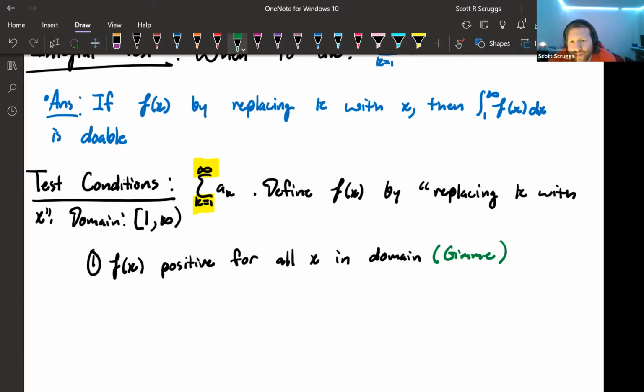99% of the time, this will be a gimme because it'll be very obvious if that function f of x is positive everywhere or if it's negative somewhere. But I still need to state that because, again, I'm trying to convince the reader why a series converges or diverges. So I need to state that because it's one of my winning conditions.